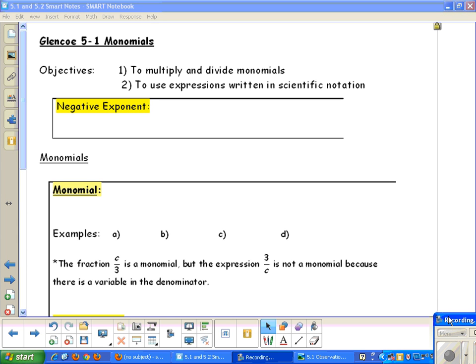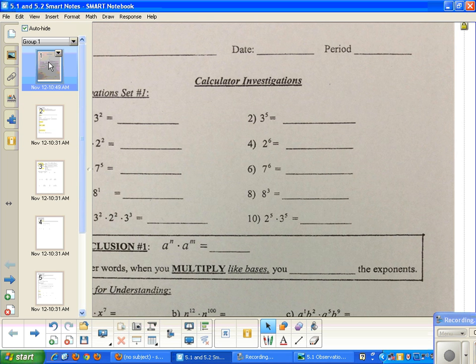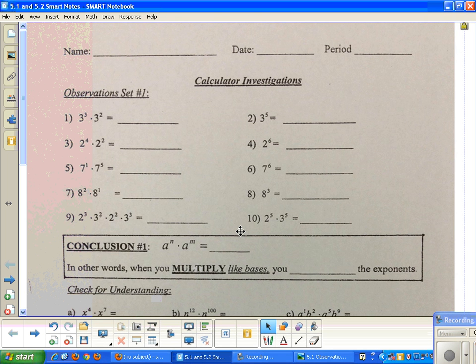Section 5.1 Monomials. Our objectives are to multiply and divide monomials. We're not going to do the second objective there. Now, I gave you this observation sheet, which you should complete first.